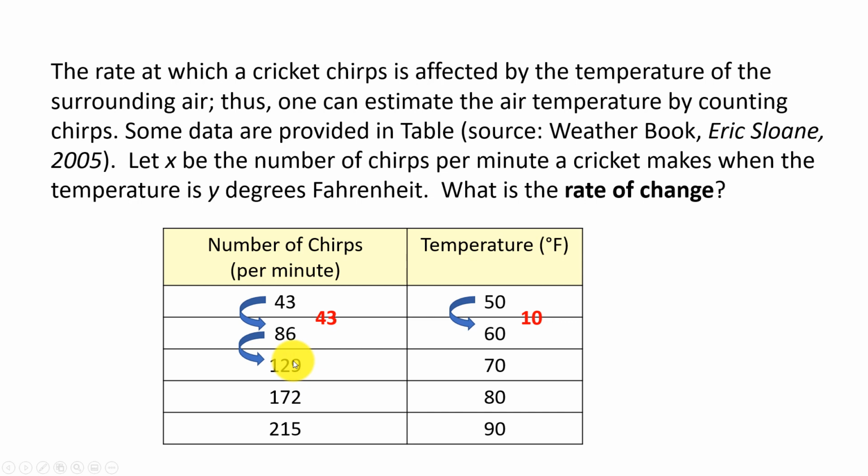I'll let you check that out on the calculator, but it does turn out to be 43. We go from 60 to 70, of course that's a difference of 10. So next, 129 to 172, that's a difference of 43. And the difference between 80 and 70, and that's of course 10. So it does appear to be a linear relationship between these two.